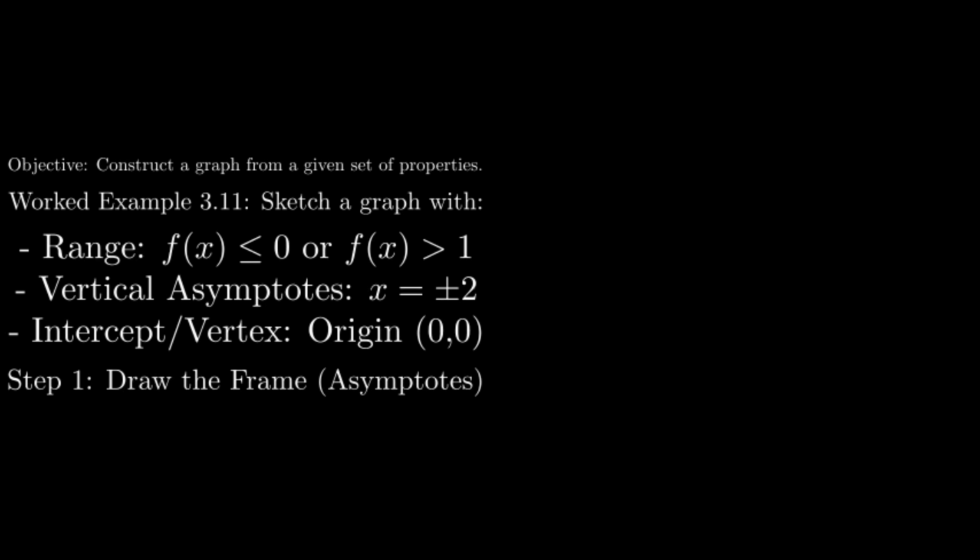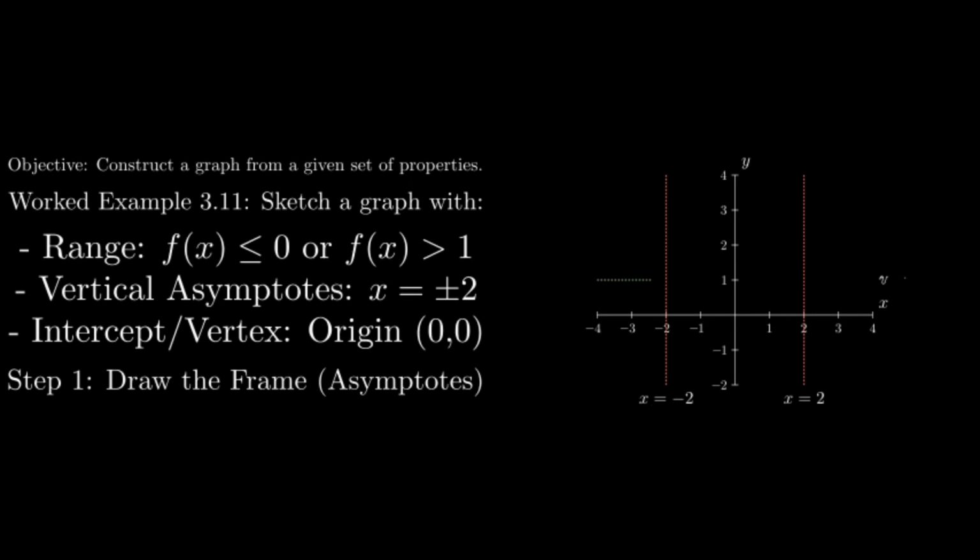Step 1 is to draw the frame of our graph, which is made up of the asymptotes. The range information, f(x) less than or equal to 0 or greater than 1, tells us there's a gap between y equals 0 and y equals 1, where the graph cannot exist. This implies a horizontal asymptote at y equals 1. So let's draw our axes. We'll add vertical dashed lines at x equals 2 and x equals negative 2, and we'll add a horizontal dashed line at y equals 1.